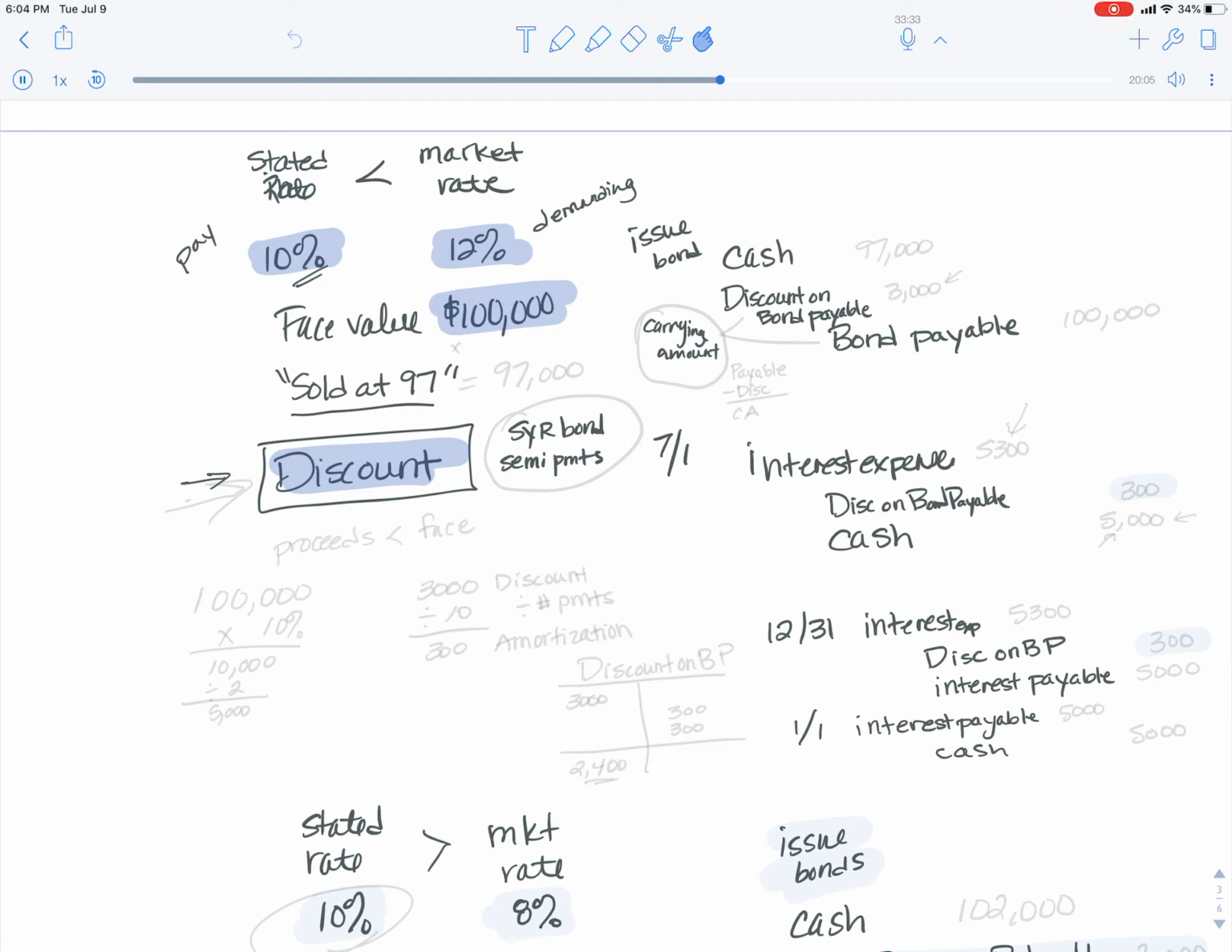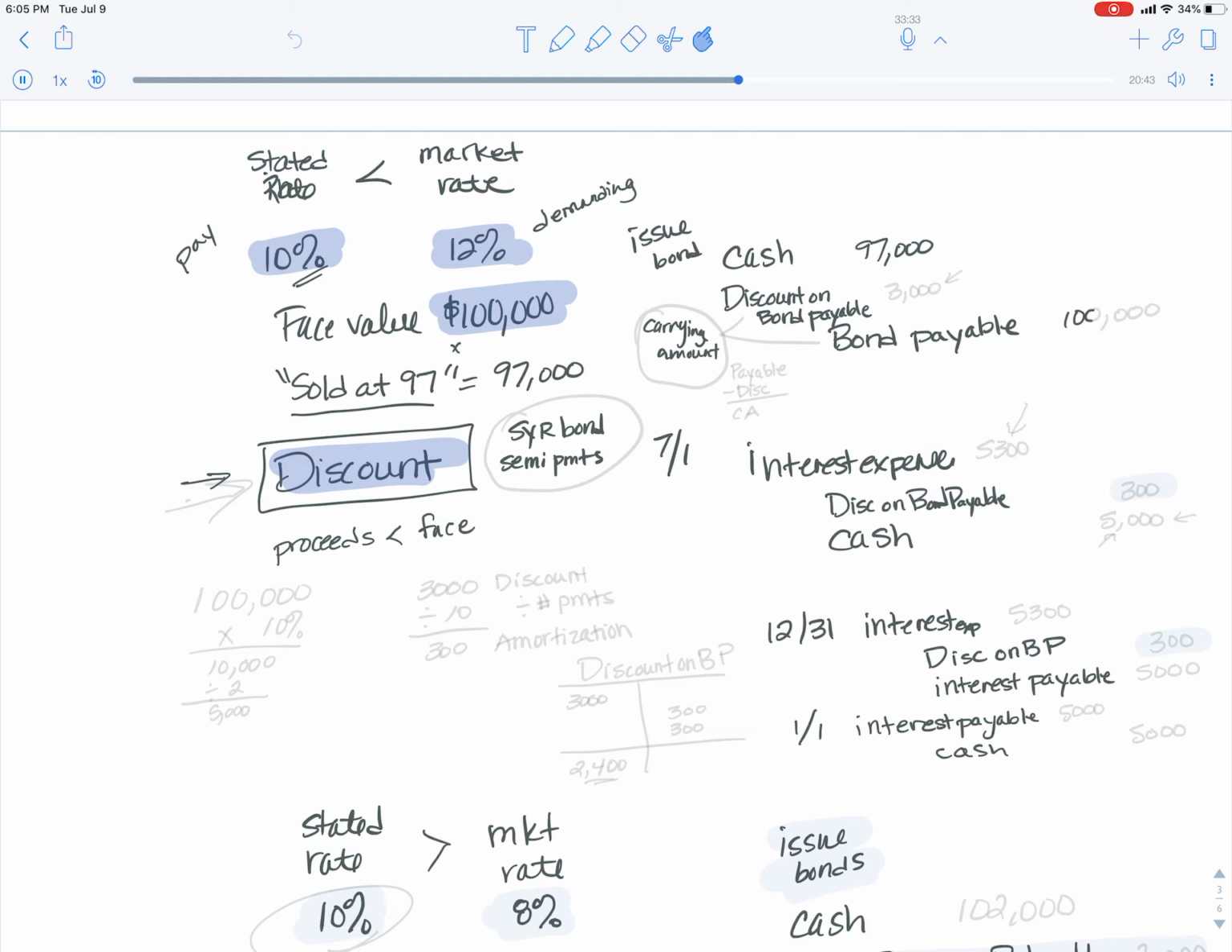So when you have a discount situation, your proceeds are also going to be less than the face amount. So we might call that selling at 97, or it could be selling at 99 or 96. You just take 0.97 times 100,000, and that's $97,000 in proceeds that they're going to give us. So you would be told what percentage to multiply to get the proceeds. So that's $97,000 of cash that we're going to get.